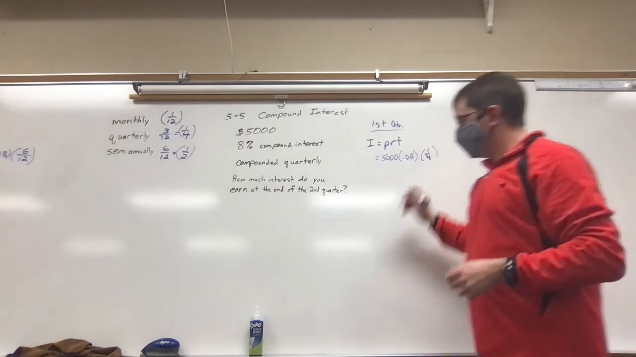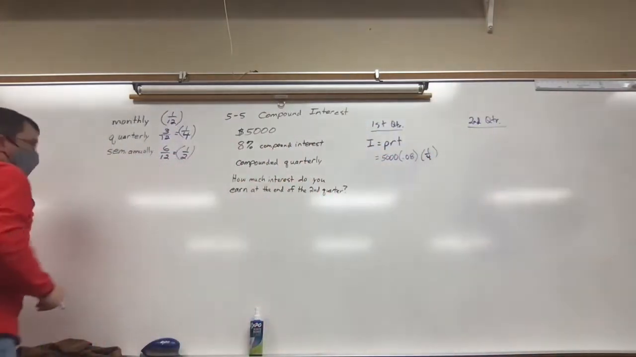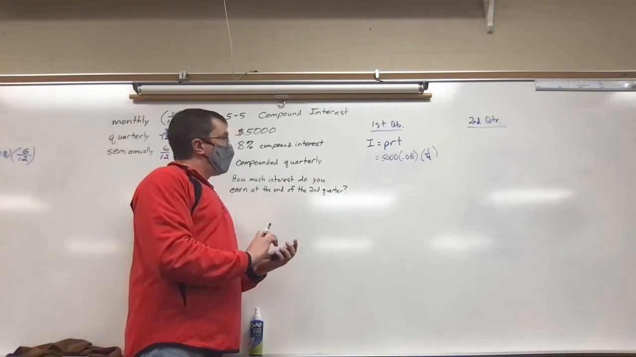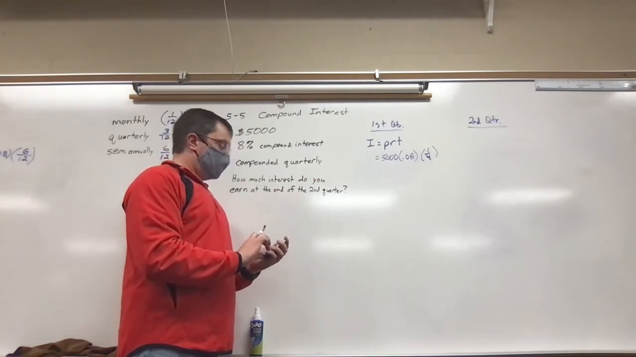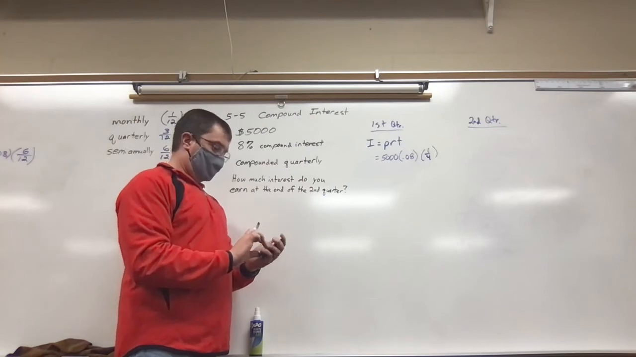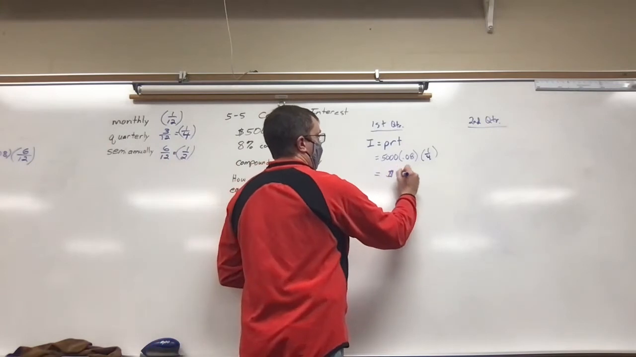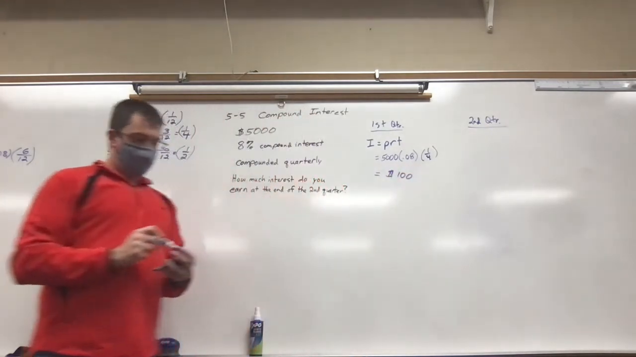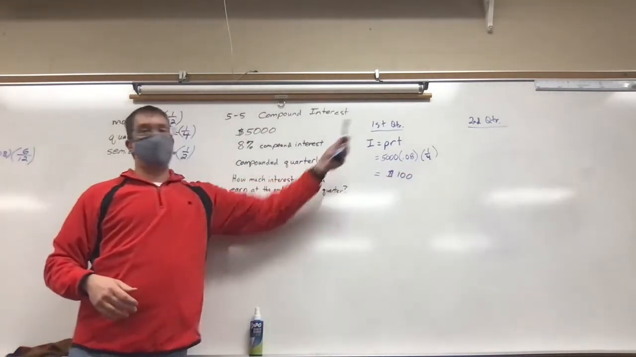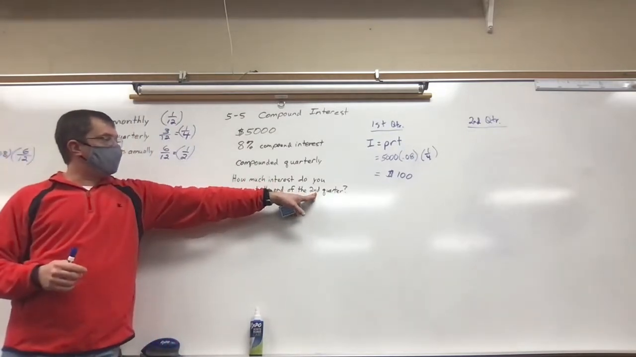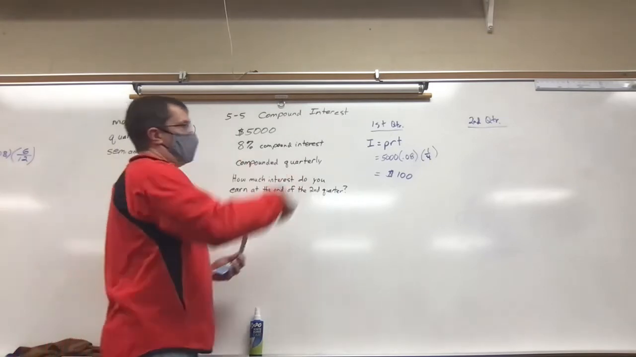Okay. Now you're just going to put that in the calculator. 5,000 times 0.08 times 1 divided by 4 gives us $100. So at the end of the first quarter, you have earned $100 of interest on your account. Now that's not what they want to know. They want to know how much money you're going to earn at the end of the second quarter. So we have to do this all over again.